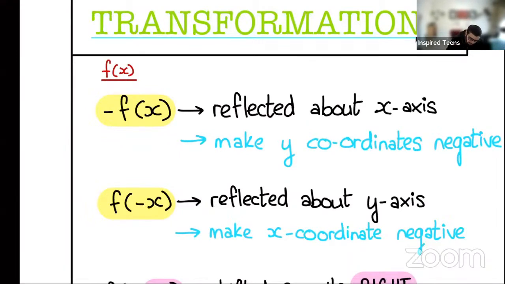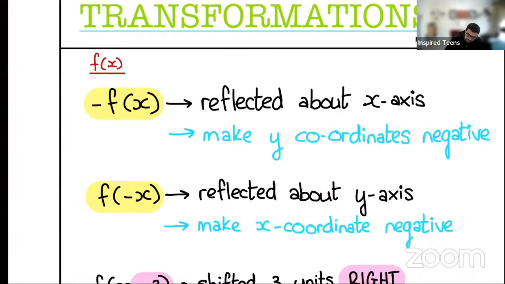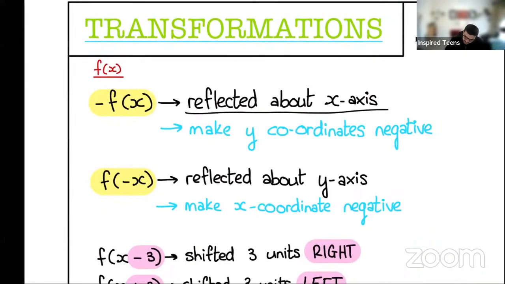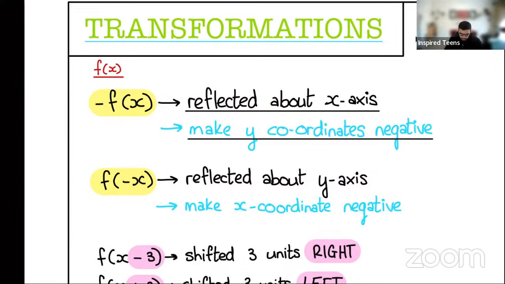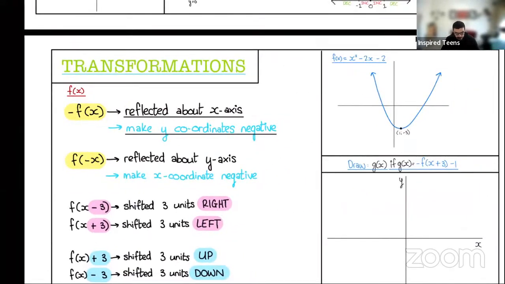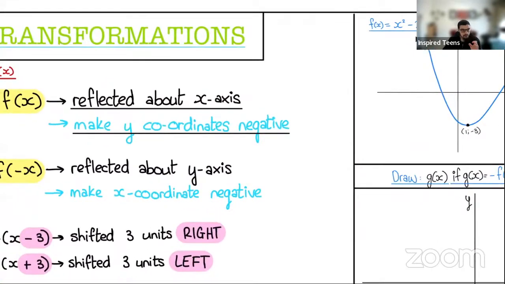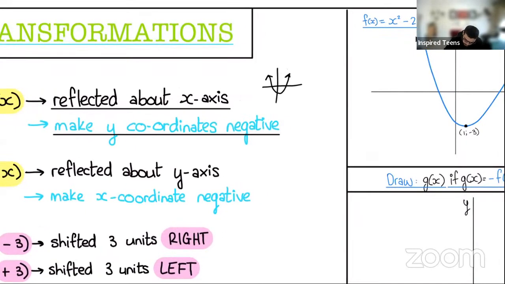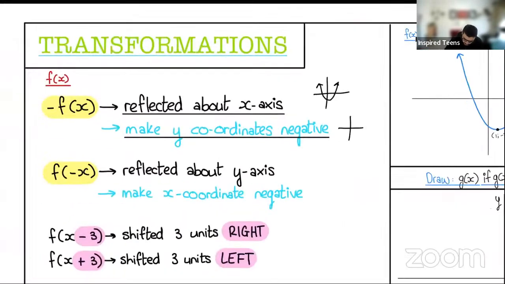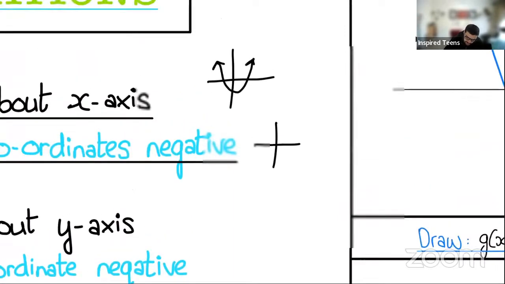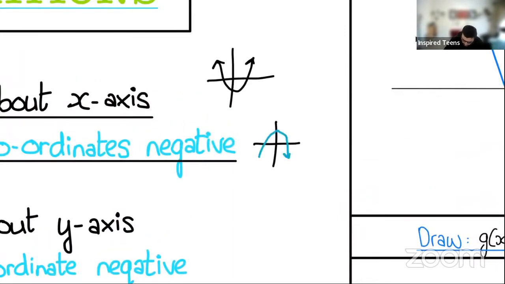For example, what happens if we take f of x and we make it negative f of x? What this does is it reflects the graph about the x-axis and makes all y coordinates negative. I'll include a diagram in the notes. Essentially, if we have this type of graph, it would turn into this graph. If I reflect it about the x-axis, I would essentially flip this entire graph and turn it into that.